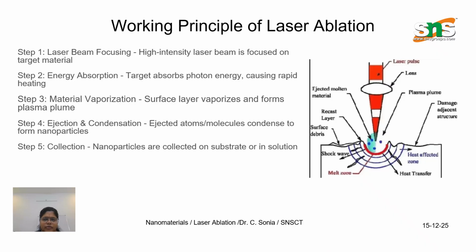The working principle of the laser ablation process. Step one is laser beam focusing. That is, you have a high intensity laser beam focused on the target material, followed by energy absorption. The target absorbs photon energy, causing rapid heating. The material vaporizes due to the heating. The surface layer vaporizes and forms plasma.